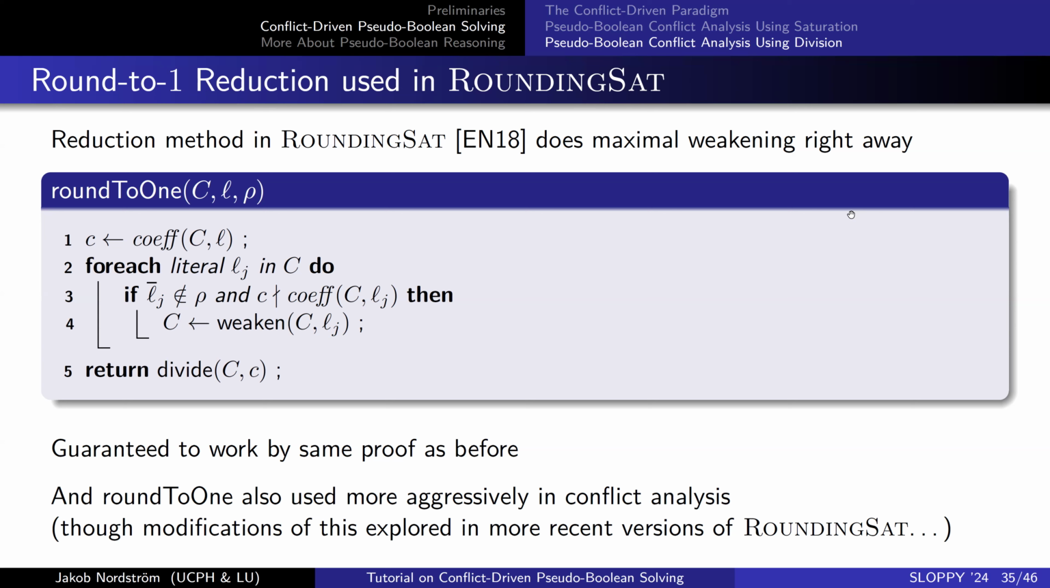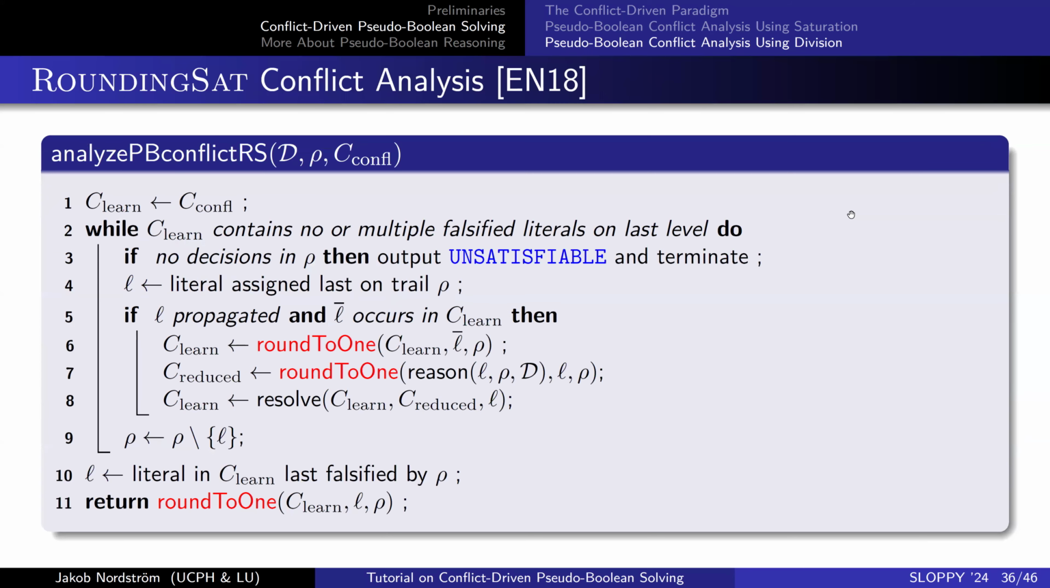And actually, this very aggressive reduction method is also used at other places in RoundingSAT in the 2018 version, although we've tried to dial this down a little bit in later versions. So there, by now, I think there are many versions floating around. And maybe, I don't know, Mark Vinyals here in the audience might be the person who knows best exactly what's happening in the current version. I don't know. This is a topic for an offline discussion.